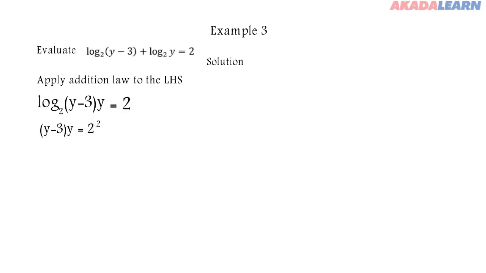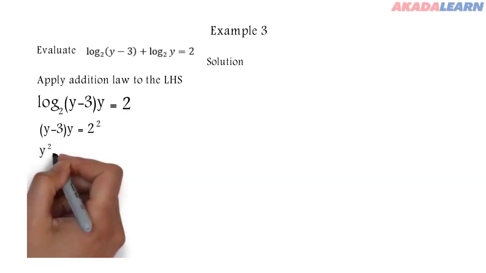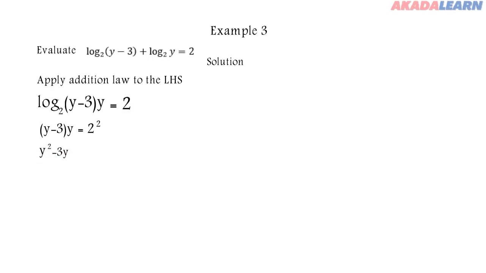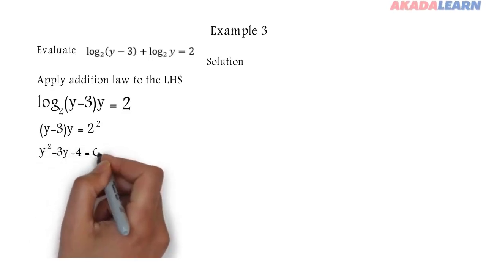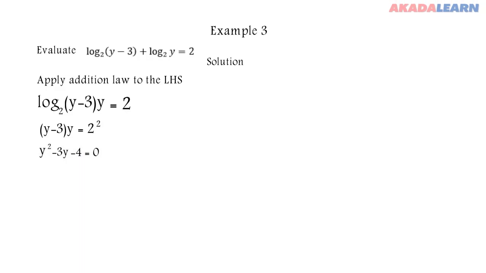So let's open up the bracket of the left hand side. y times y is y squared, minus 3 times y is minus 3y. Now 2 raised to power 2 is 4. When we subtract 4 from both sides, we are going to have y squared minus 3y minus 4 is equal to 0.